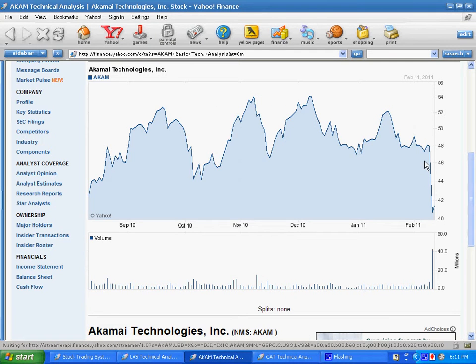Okay, so I want to start out by looking at our first stock here. It's a stock of a company called Akamai Technologies, and they are an internet cloud computing play. And as you can see, this stock goes up into the low to mid 50s for a high and then comes down into the mid 40s for a low. So what you can do here, this is a 6-month chart, you can get in at 46, 45, and then get out at 50, 51, 52, and so on.